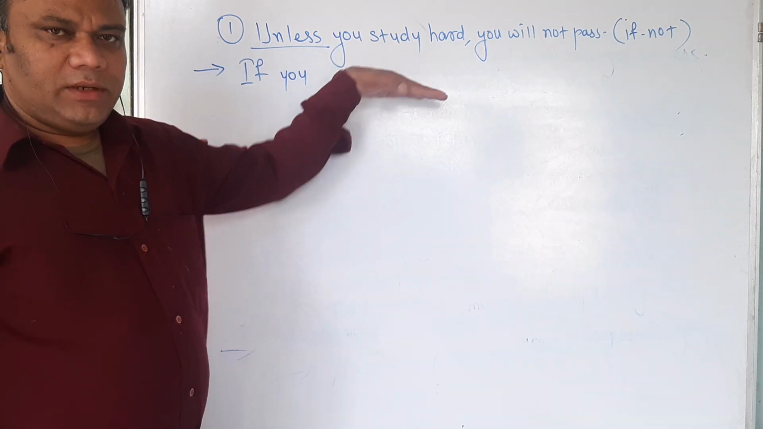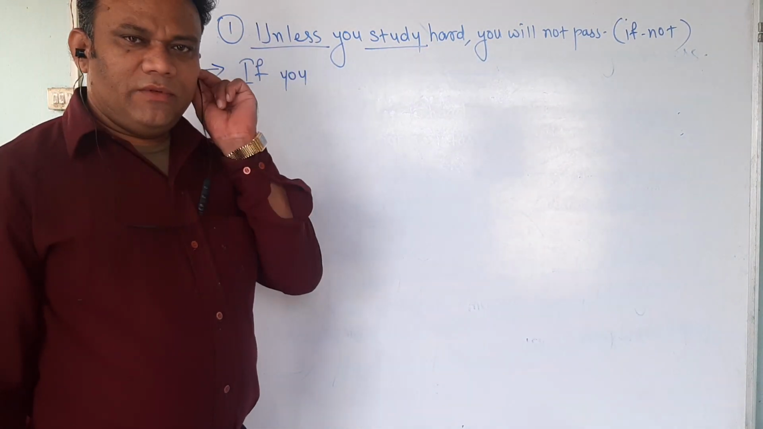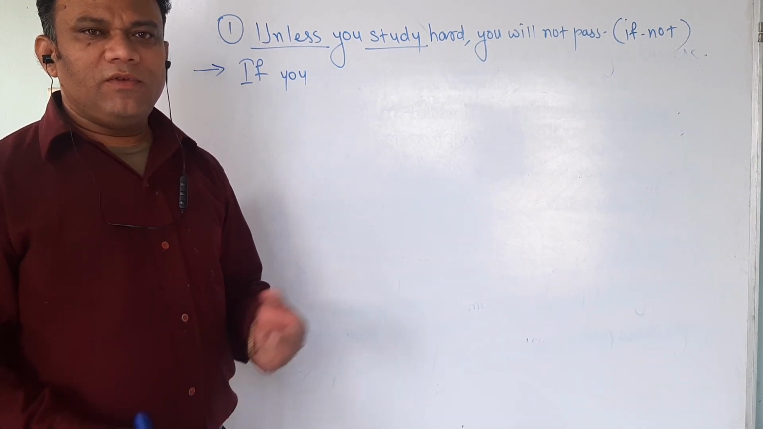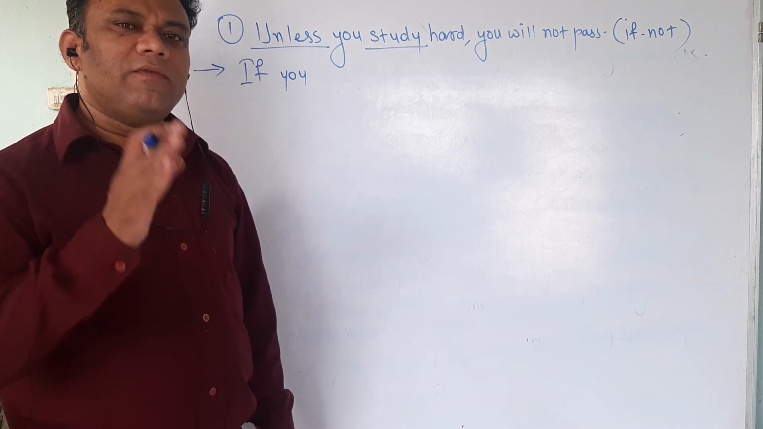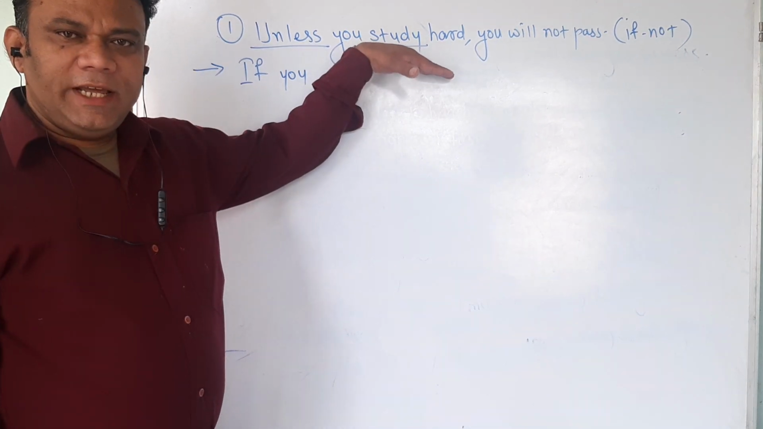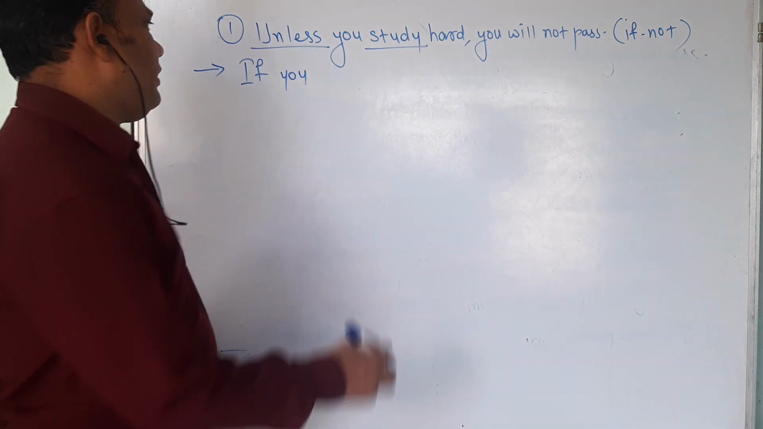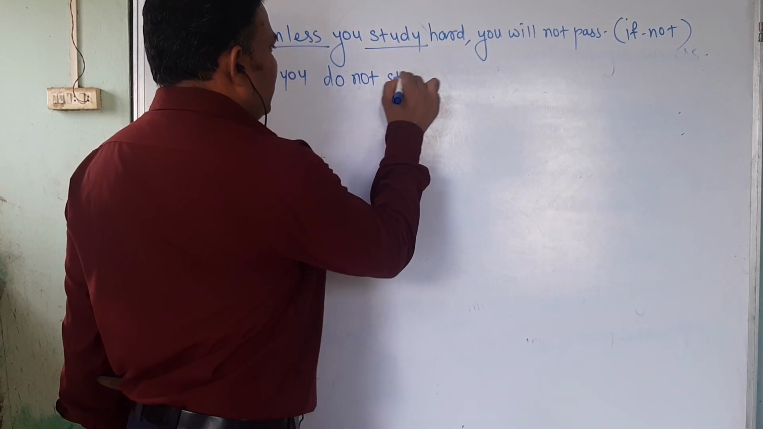And here the main verb is there. Study is the first form of the main verb. So I already explained how to make negative the first form of the main verb. What we have to do? We have to use do not plus the first form of the verb. So what will be the negative of study? Obviously it is do not study. If you do not study hard.